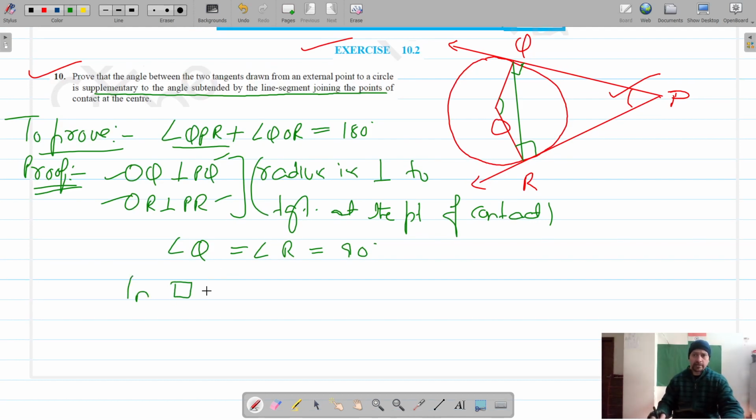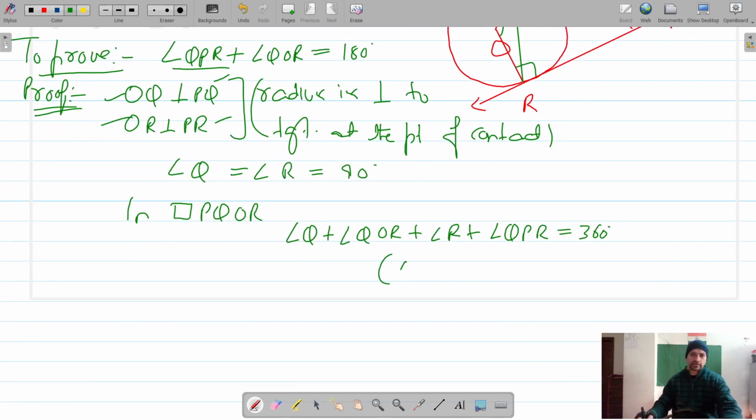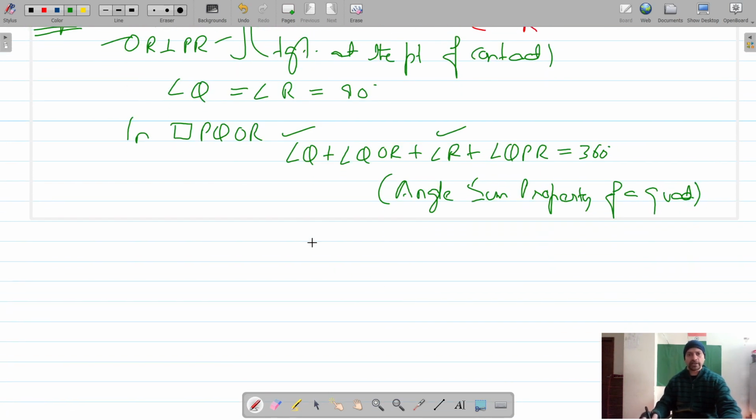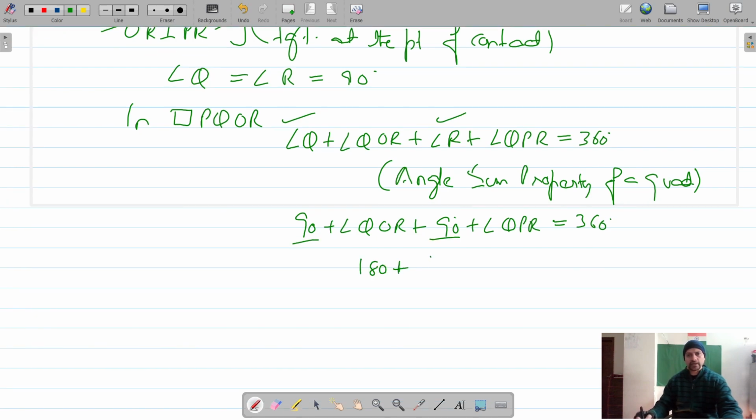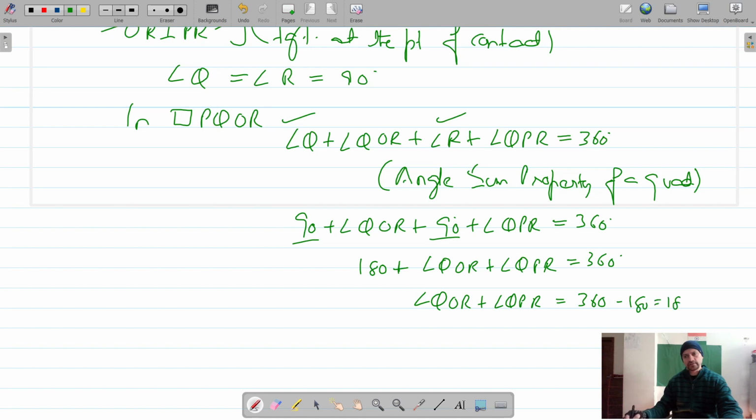Now in quadrilateral PQOR, angle Q plus angle QOR plus angle R plus angle QPR is equal to 360 degrees, because that is the angle sum property of a quadrilateral. Now Q and R are 90 degrees each, so 90 plus angle QOR plus 90 plus angle QPR is equal to 360 degrees. So 90 plus 90 is 180, and angle QOR plus angle QPR is 360 minus 180, which is equal to 180 degrees.